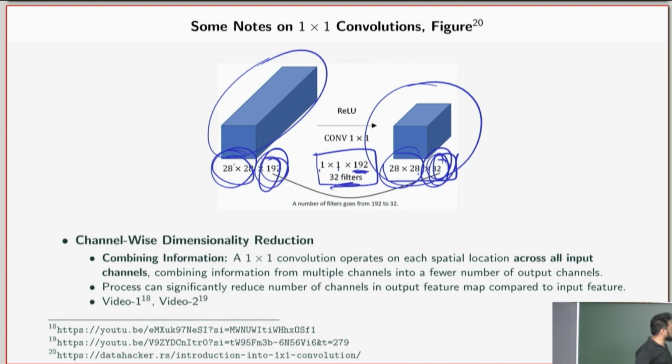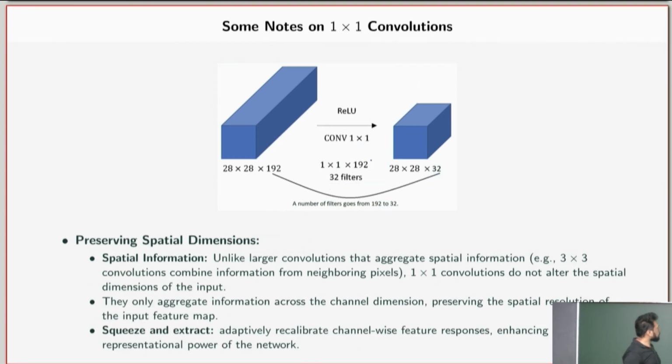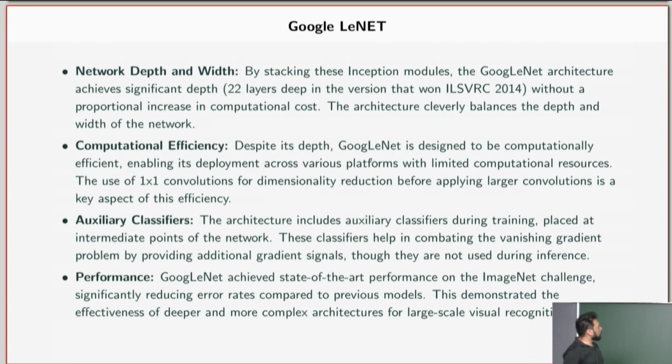I have put some interesting links about animations on how these things work, so you can check these videos later. So this is what they have proposed. Network depth and width is a lot more now. They use 1 by 1 for dimensionality reduction and so on. That gives them good efficiency. Auxiliary classifiers, so local softmax classifiers are there, and performance. Yeah, there are reduced error rates and so on.